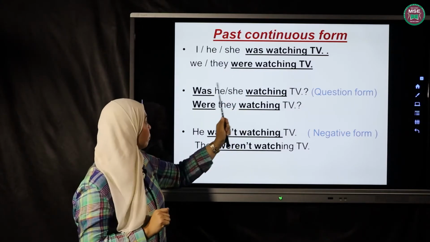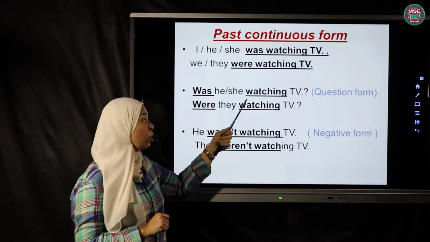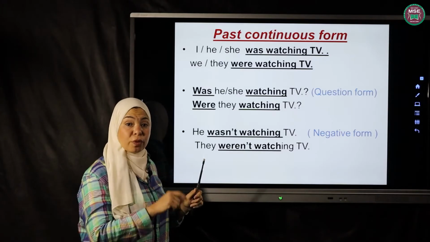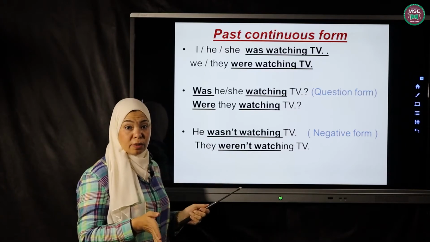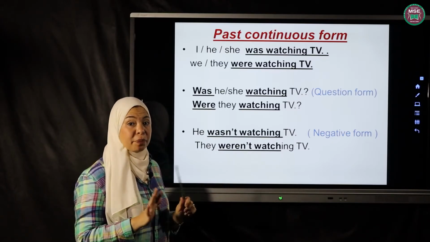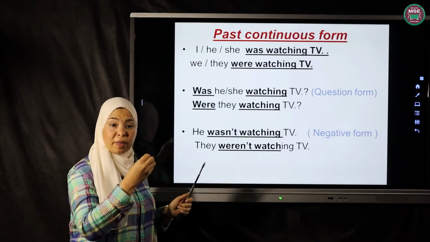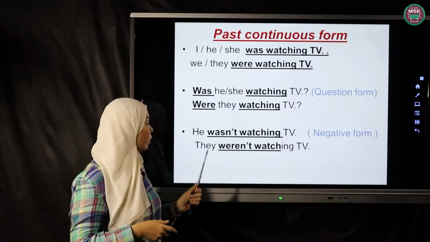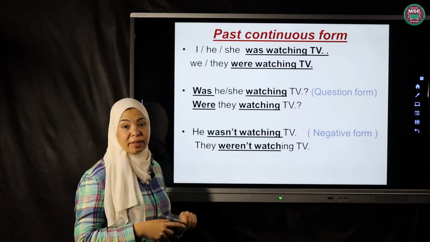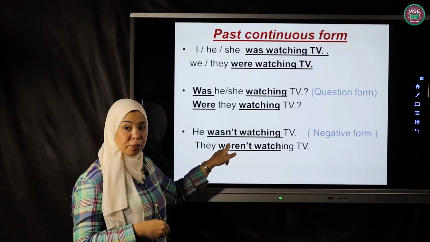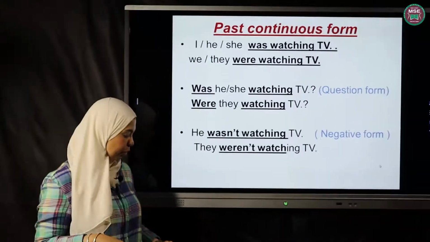Were watching TV. This is the question form, starting with was or were. Was he, was she watching TV? This means that I have to put the ing form also in the question. Were they watching TV? Of course, the answer will be yes, he was, yes, they were, no, they weren't, or no, he wasn't. So by putting not at the end of the helping verb, was or were, this is the negative form. He wasn't watching TV, or they weren't watching TV. This is the short form for not: wasn't, weren't. Okay?